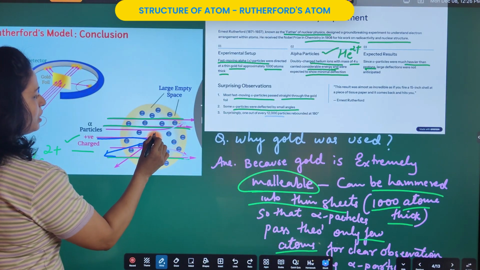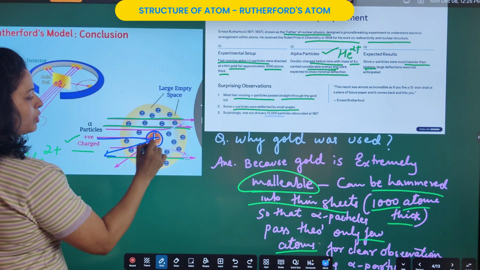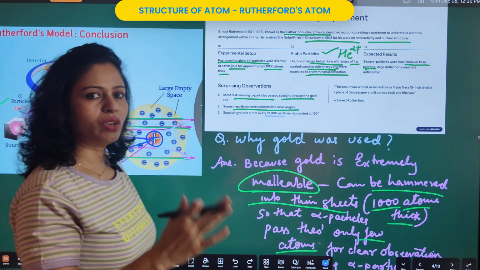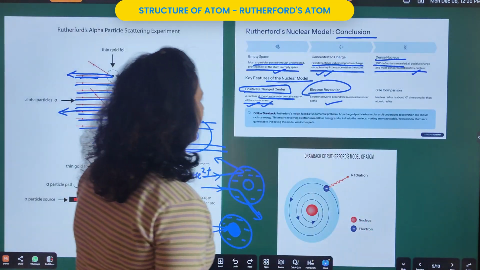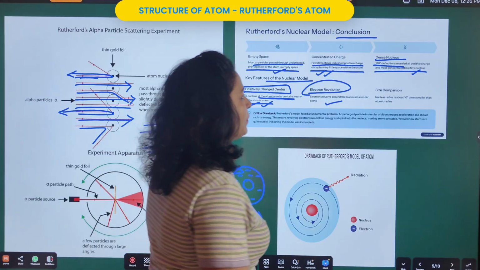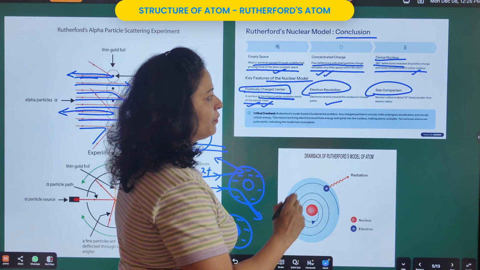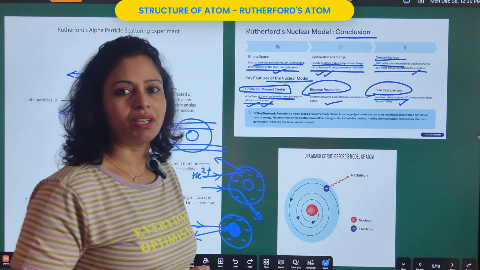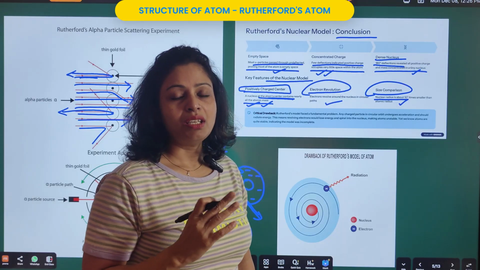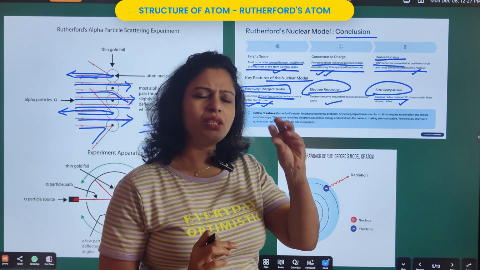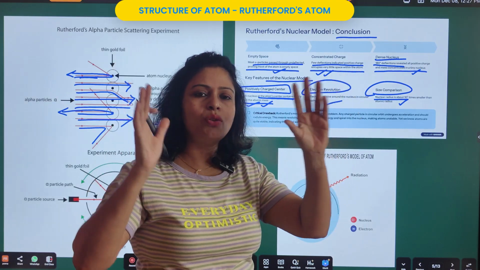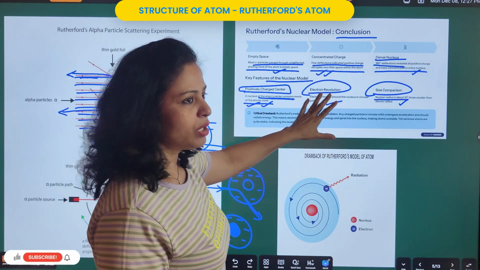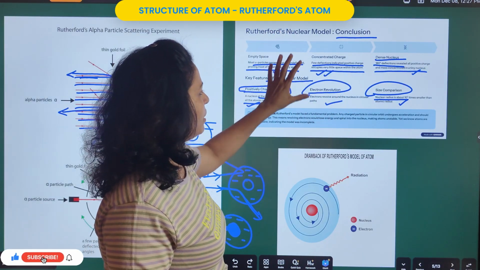So if this is the nucleus, which is positively charged, electrons are revolving around it in a particular way. That's what he's saying. Okay, that was about the electrons. And size comparison: he said that the nuclear radius is about 10 to the power 5 times smaller than the atomic radius. That means it is a very, very small part of the atom. Okay, the nucleus is a very tiny part of an atom. If the atom is so big, the nucleus will be a very tiny part of it. So these were the key features of the nuclear model. This was the conclusion of the experiment.